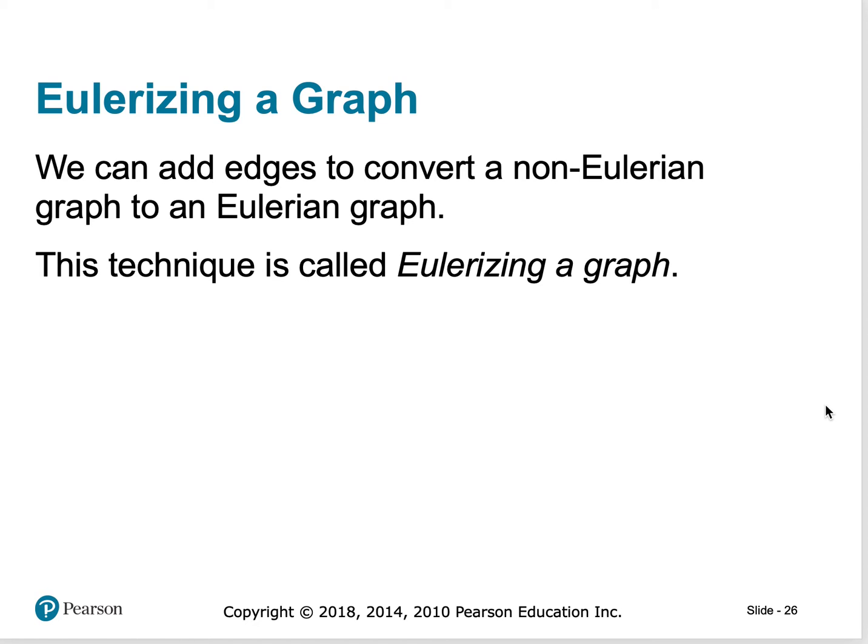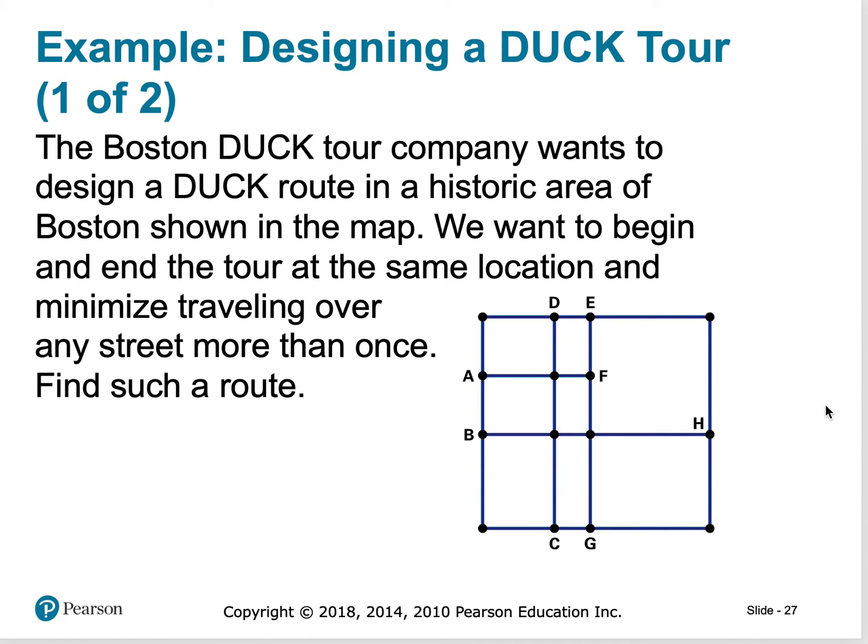If I want to Eulerize a graph, I would add edges to convert a non-Eulerian graph into an Eulerian graph, which is called Eulerizing a graph. This is a lot of Euler, right, guys?